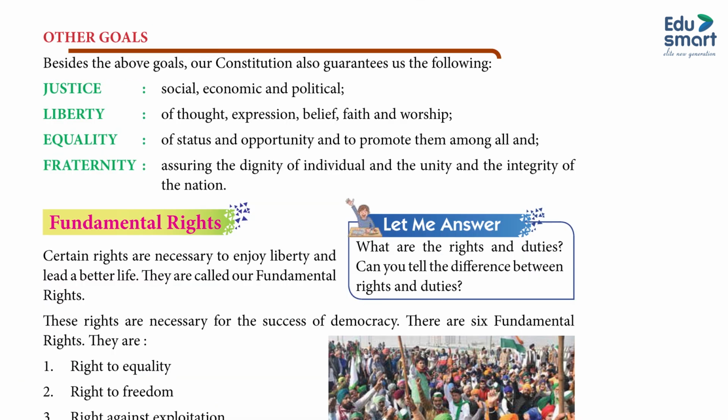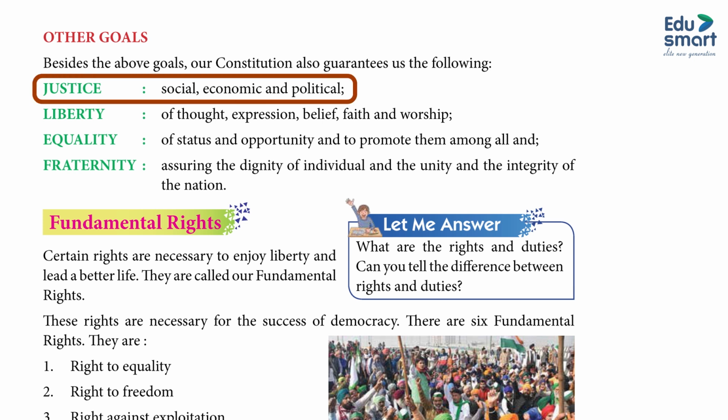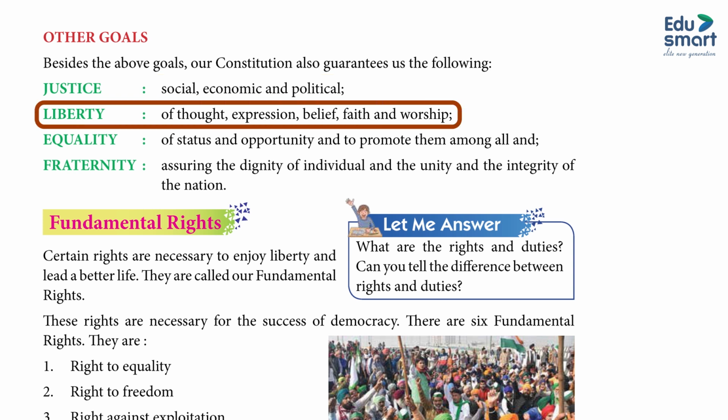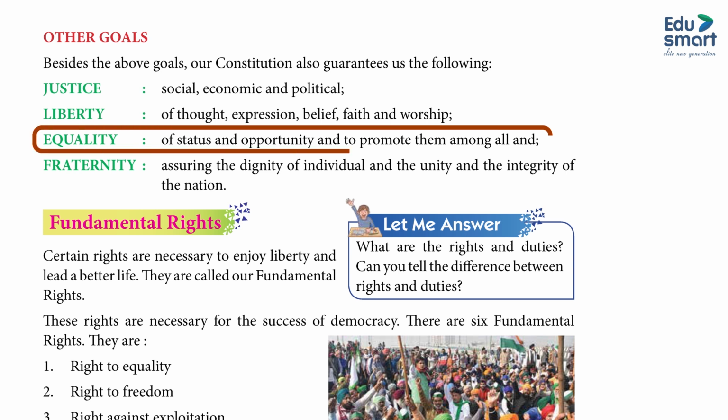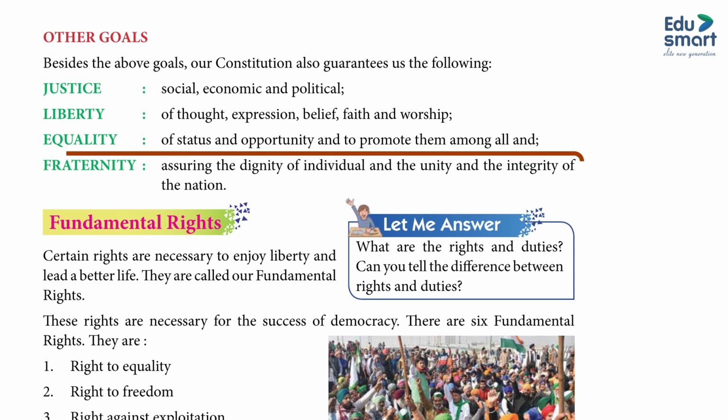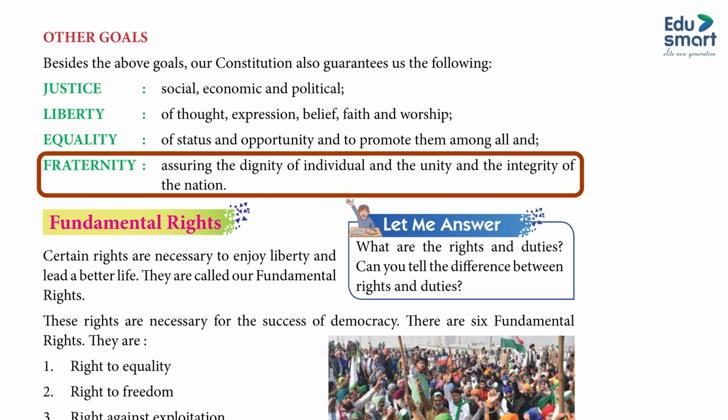Other goals. Besides the above goals, our constitution also guarantees us the following: justice, social, economic and political; liberty of thought, expression, belief, faith and worship; equality of status and opportunity and to promote them among all; and fraternity, assuring the dignity of the individual and the unity and the integrity of the nation.